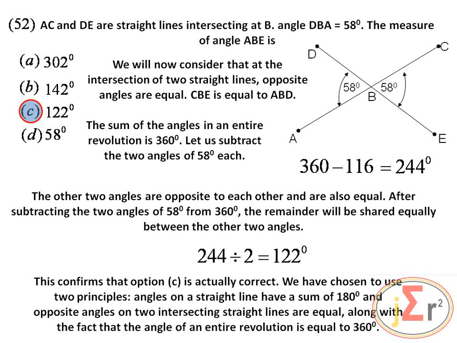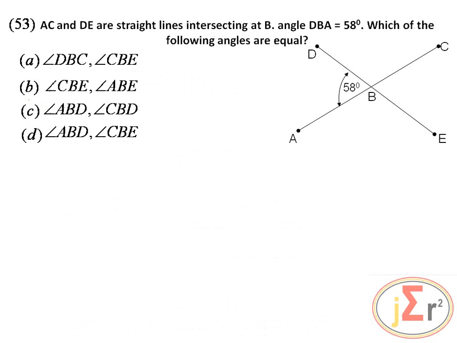So in the first case, we use the fact that angles on a straight line give 180 degrees, and in the second case, we use the fact that opposite angles are equal, and also that the entire angle of a revolution is equal to 360 degrees.